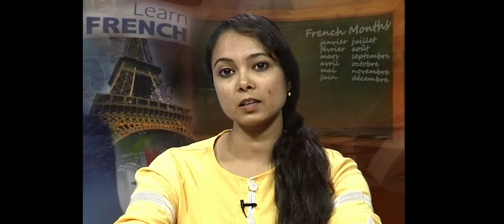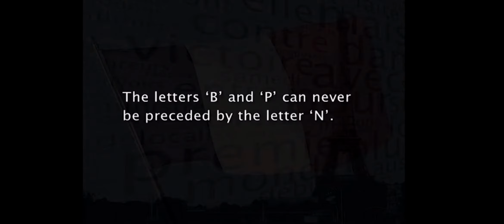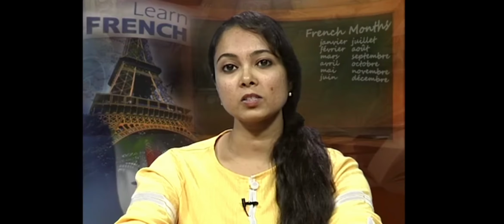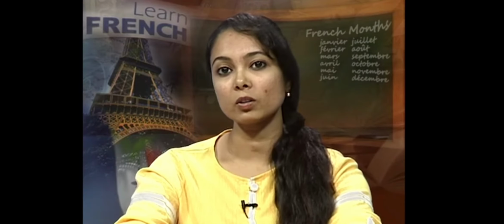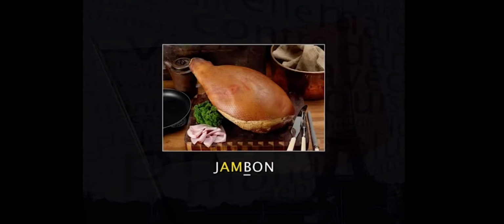The reason behind this change of spelling is that in French, the letters B and P can never be preceded by the letter N. So when there is a nasal sound before these two letters, the letter M replaces the letter N. This change in spelling, however, does not alter the pronunciation. The pronunciation remains the same. For example, ambulance, jambon, lampe. Therefore, the letter combinations AN and AM have the same sound.